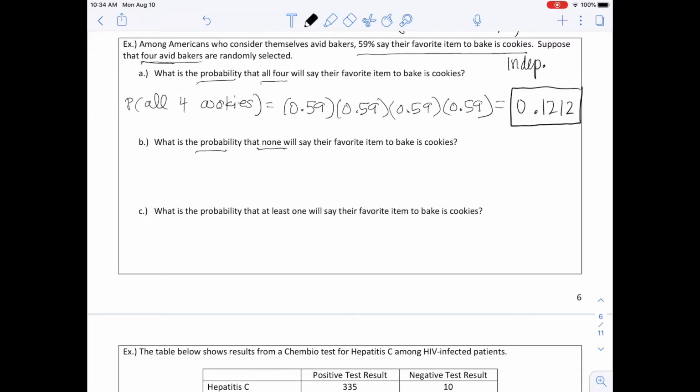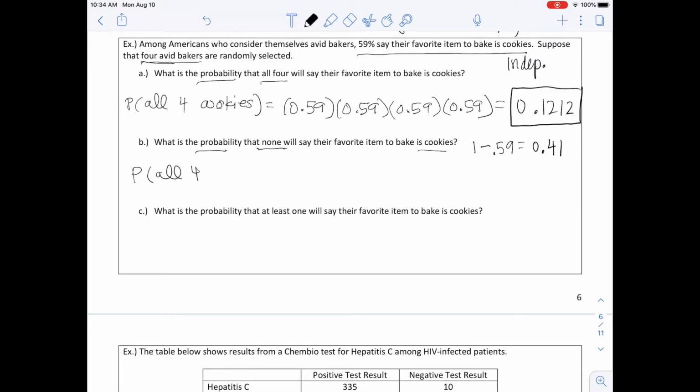Part B says, what is the probability that none will say their favorite thing to bake is cookies? If you think about this, the probability that you're an avid baker out of this group is 100%, and that you like to bake cookies is 59% or 0.59. So I'm going to rewrite 100% as just 1, and subtract away, using that complement idea, 0.59. And so the probability that somebody's favorite thing to bake is not cookies is going to be 0.41.